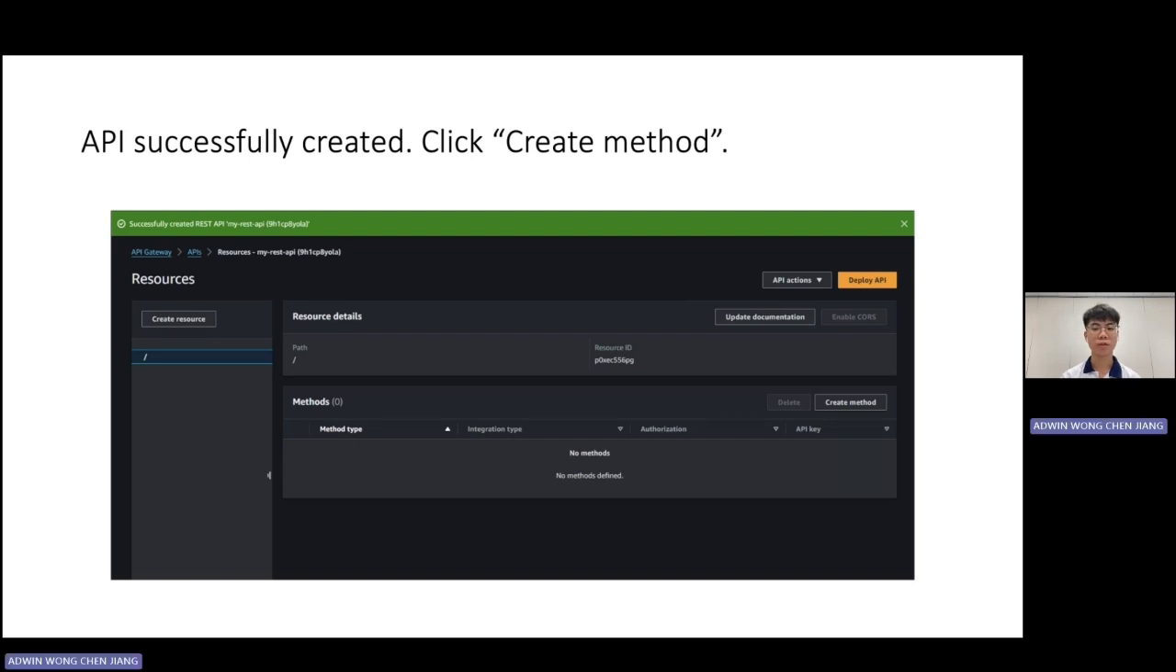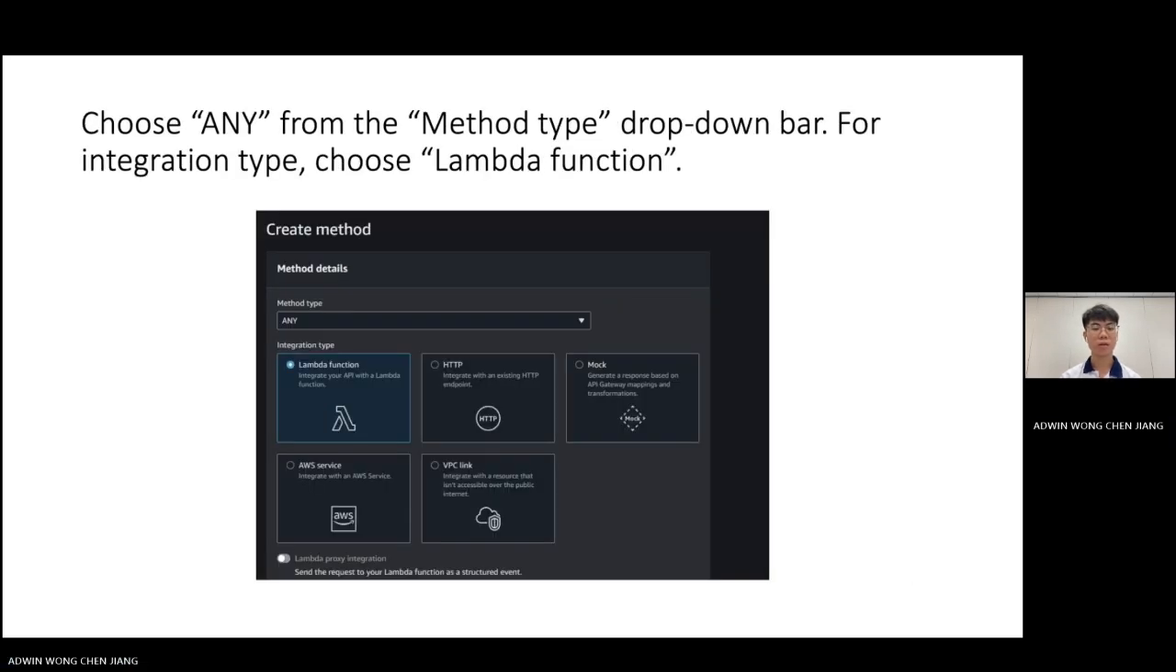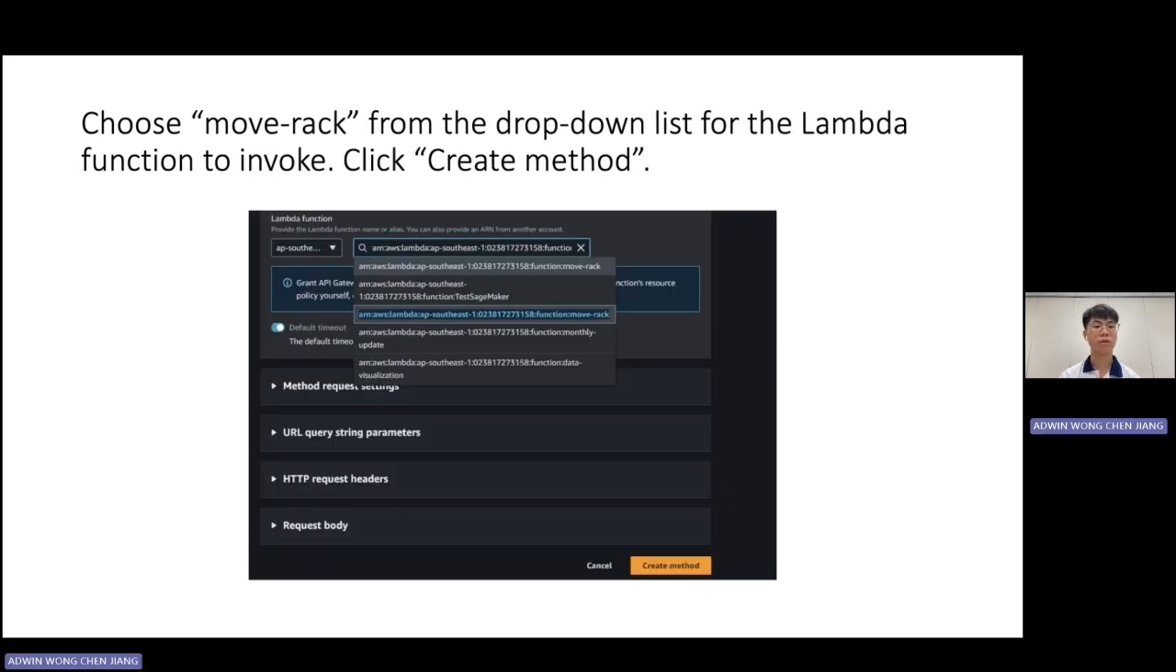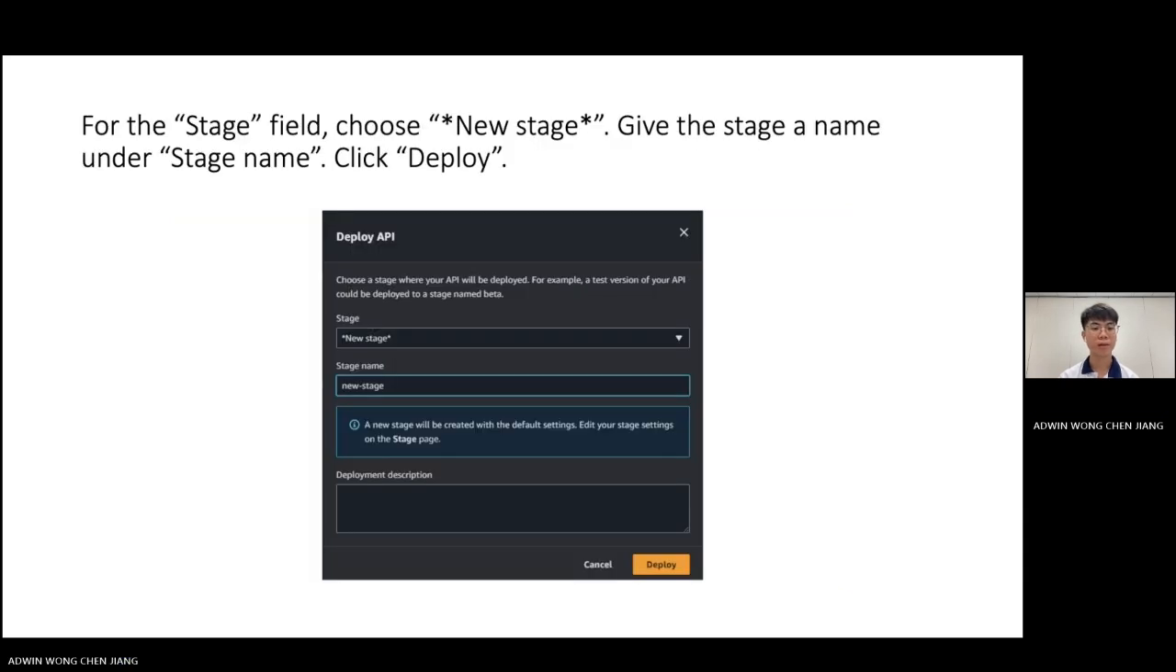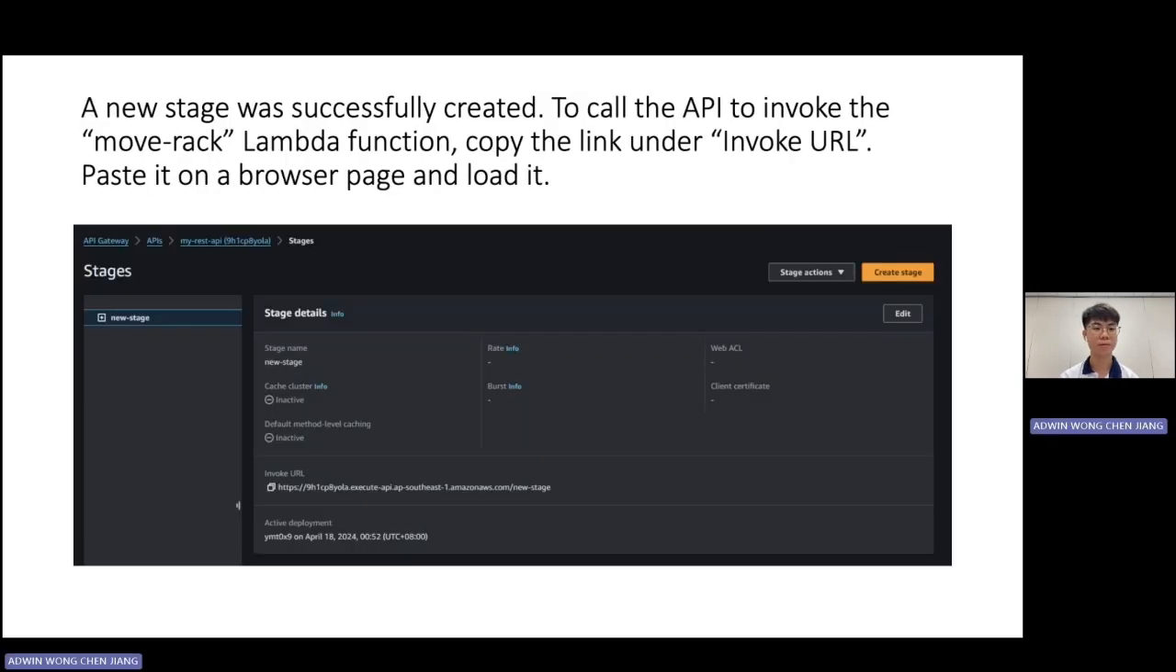After successfully creating it, we choose the method type ANY and Lambda function. And we choose the move rack function from the drop-down list and create method. Yes, it is great. Then we click deploy API. In the stage, we choose new stage, name the stage, and deploy. So the new stage was successfully created.